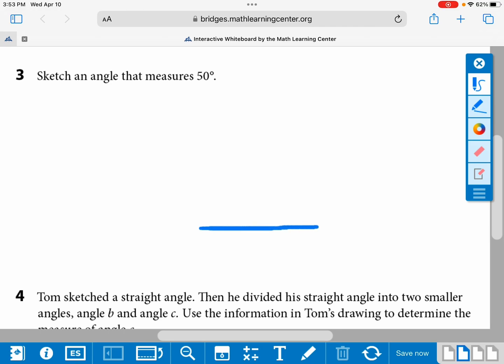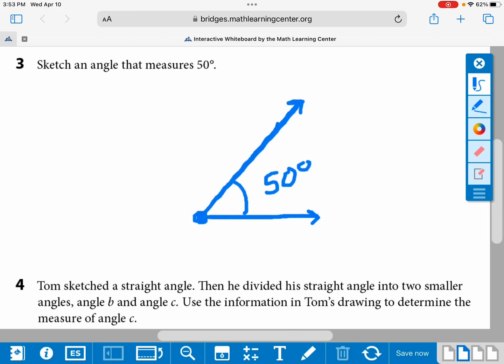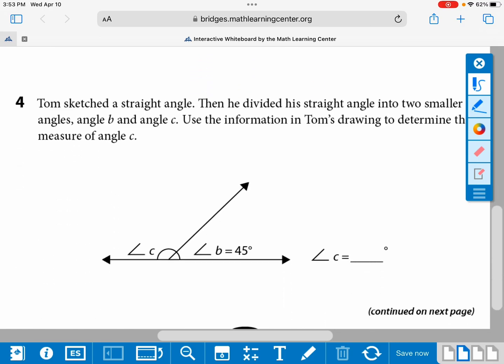So I'm going to start with my baseline, all right? I have a single ray, which is a point with a line. I'm going to mark 50 degrees. I'm then going to just connect the dots. I'm going to label this as an angle at 50 degrees. All right. So that is how we draw angles. We're going to work more with that here, but basically that is the correct answer, sketching it.